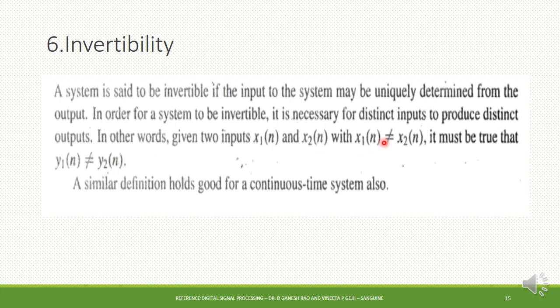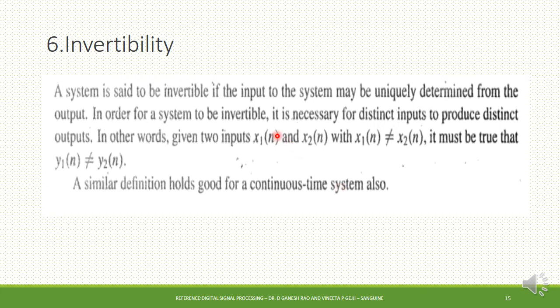If these two are not equal, in the same way y1 of n is not equal to y2 of n. Here y1 of n is the output for the input x1 of n, and y2 of n is the output for the input x2 of n. If inputs are different, and outputs are also different for the same system, then that is the property of invertibility. Then we call that the system has the invertibility property, invertible.